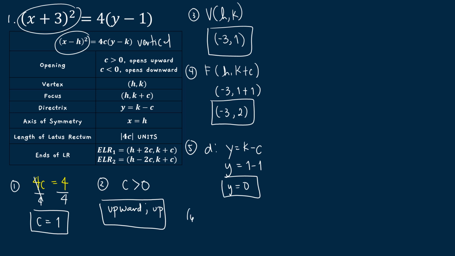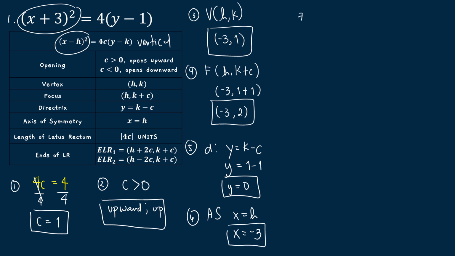And number 6, we have our axis of symmetry. So no need to solve for this one. It is given by x is equal to h. So if x is equal to h, then h is equal to negative 3. Therefore, x is equal to negative 3.